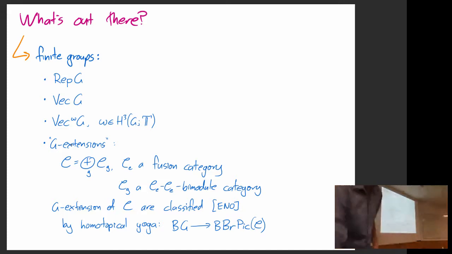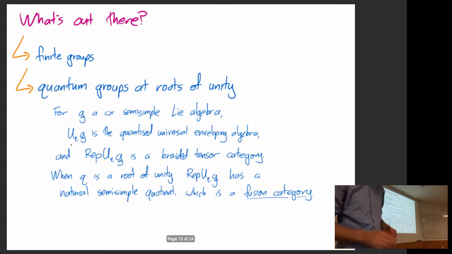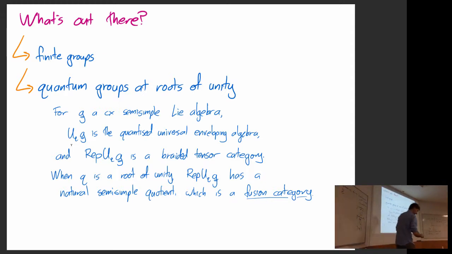So that's a whole range of examples telling you how to start from finite groups and maybe some cohomological data and get fusion categories. The other very important, rather different class of examples are quantum groups at roots of unity. So if you take your favorite complex semisimple Lie algebra, mine is SL2, and you look at the quantized universal enveloping algebra, that's some crazy Hopf algebra with nice properties. And its representation category is a braided tensor category. When q is a root of unity, the representation category itself isn't a fusion category, but it has a beautiful semisimple quotient. There's some maximal ideal you can get rid of, and what remains is actually a fusion category.